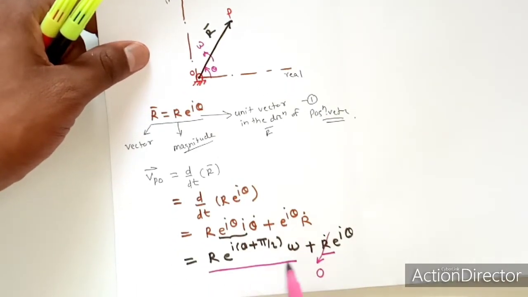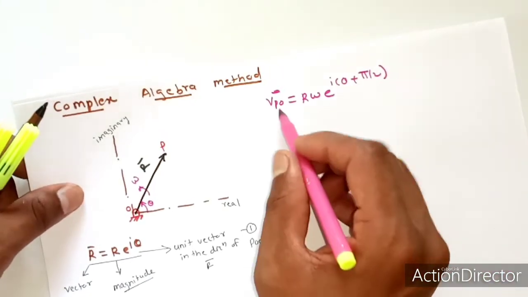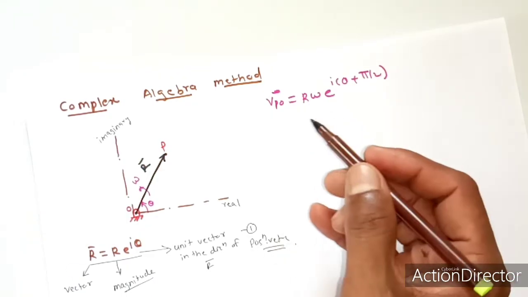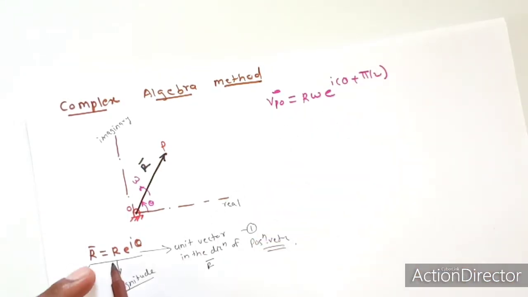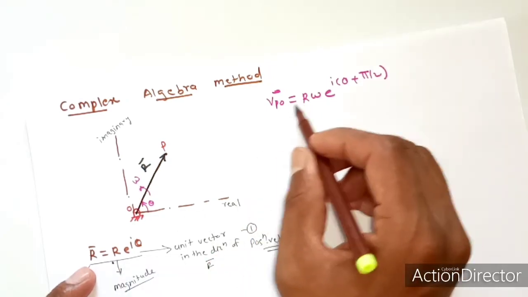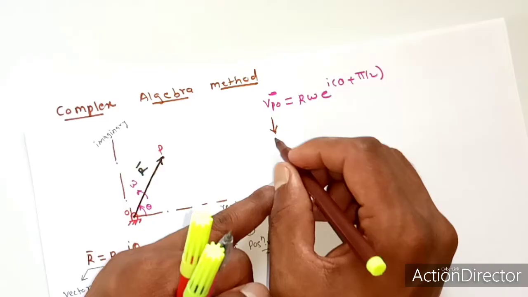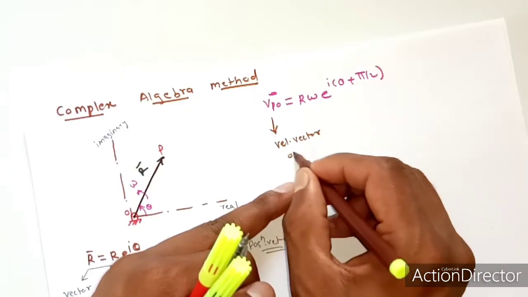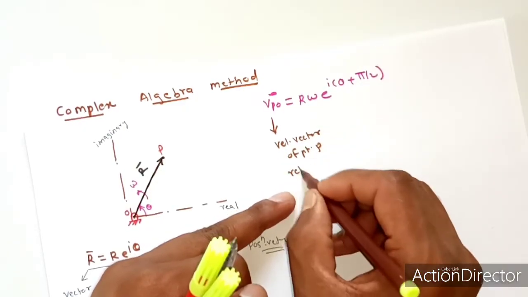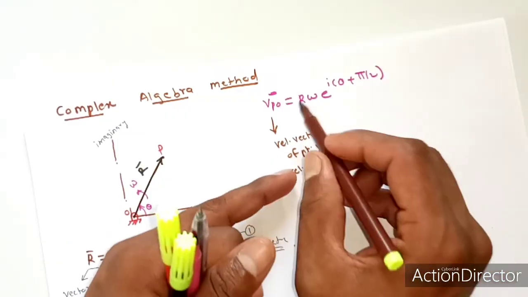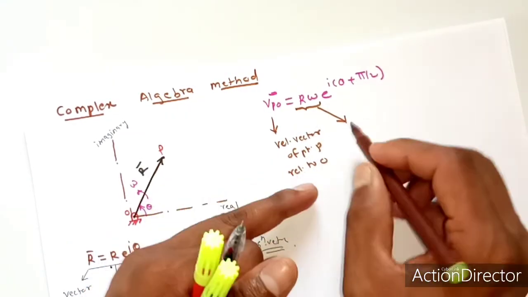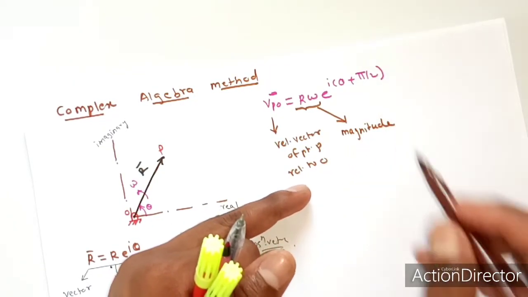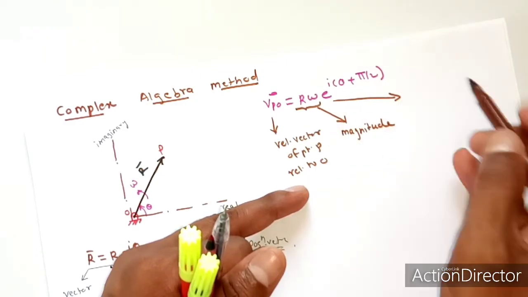This is the velocity of P relative to O, which I have written here. So velocity vector of P relative to O equals r omega e raised to i theta plus pi by 2. Now this equation is again in the complex form as shown here, where this represents the velocity vector of point P relative to O. R into omega is the magnitude of this velocity.